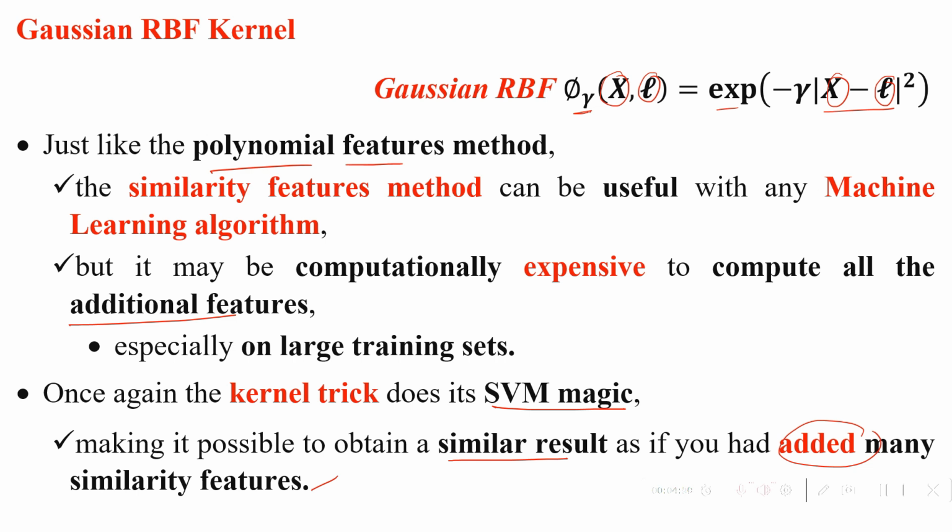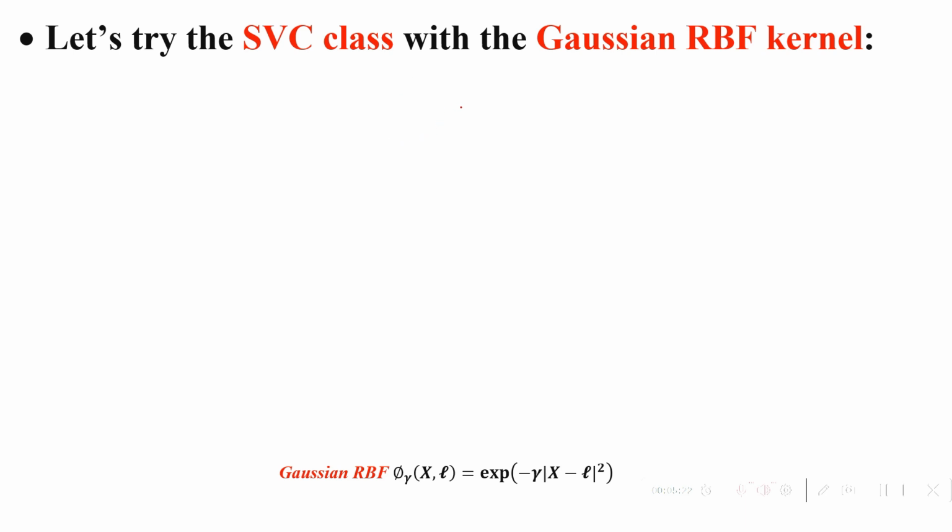So here the similarity features are added with the help of a kernel, called the Gaussian RBF kernel, based on phi of gamma of x comma l. x is your present instance and l is the landmark. We find the similarity of the present instance with respect to a landmark, equal to exponential of minus gamma into the norm of x minus l, whole square. We find the similarity between the two points with respect to some landmark, and it creates a new feature. That's called adding similarity features. Now we are going to find the similarity features with respect to the Gaussian RBF kernel, where we're going to write some class.